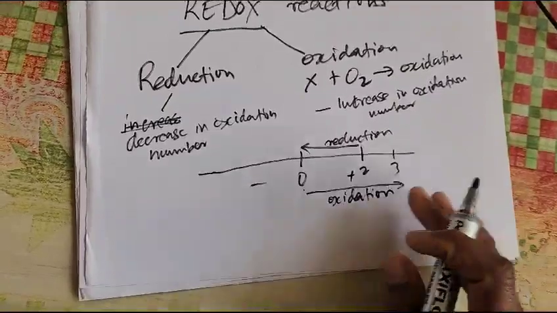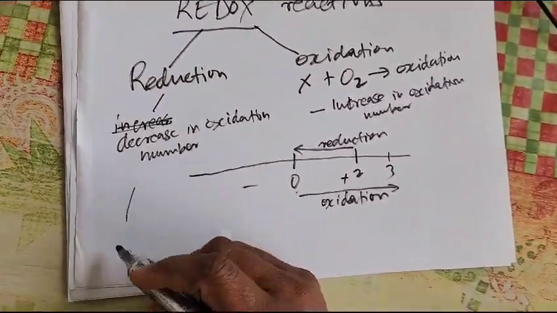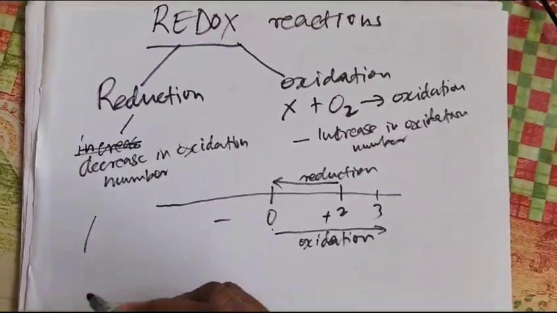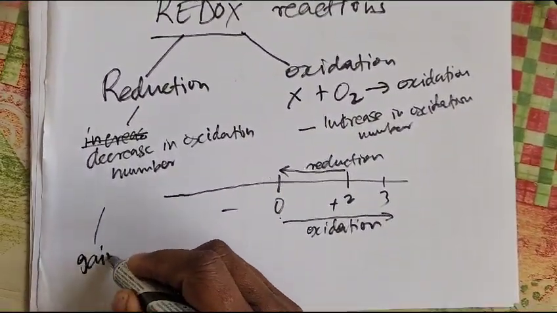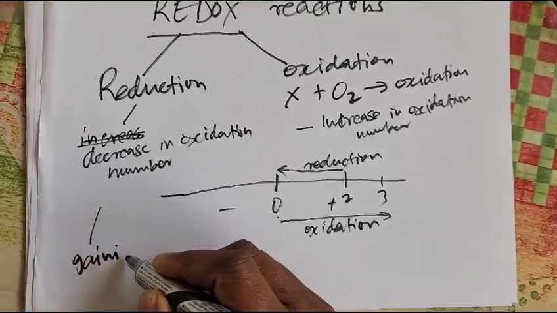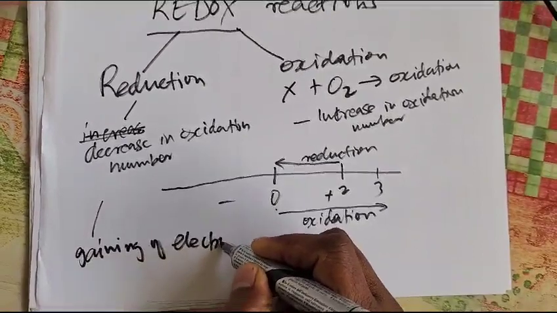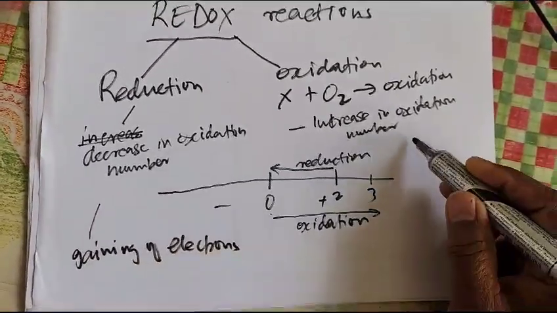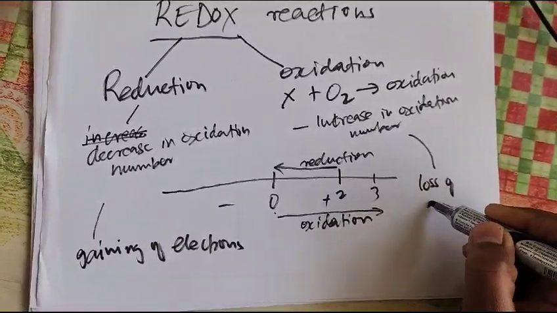Now the other definition for oxidation and reduction, if you explain it in terms of electron transfer: reduction will mean the gaining of electrons, whereas oxidation will be the loss of electrons.